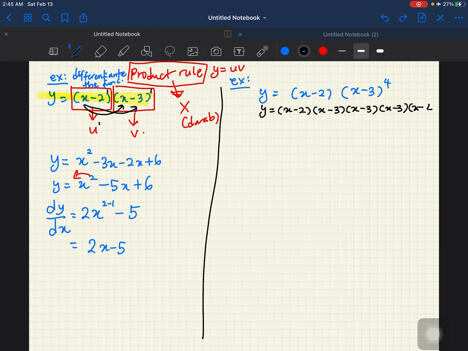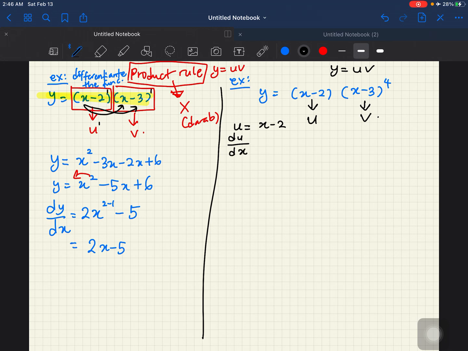So there is another way to do it easier. It's just by using the product rule. So we know that our product rule is uv, meaning that this will be your u and this will be your v. So we write it down back. What is your u? u is equals to x minus 2. And then when you differentiate du with respect to x, you'll get 1.